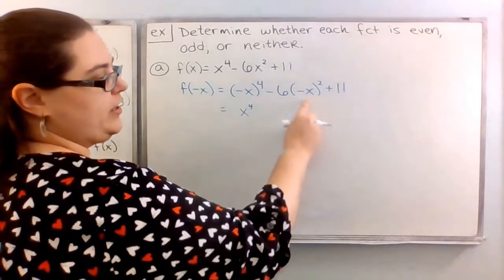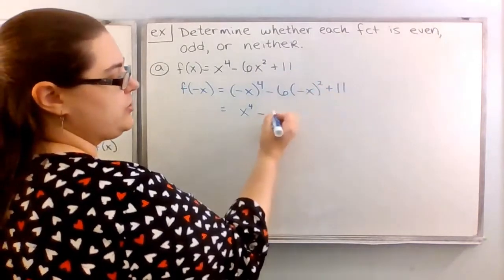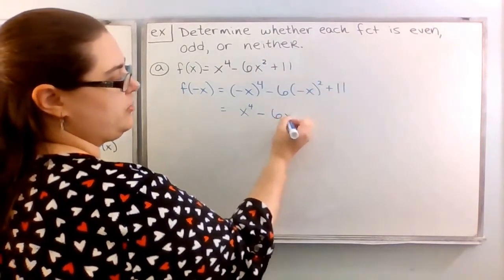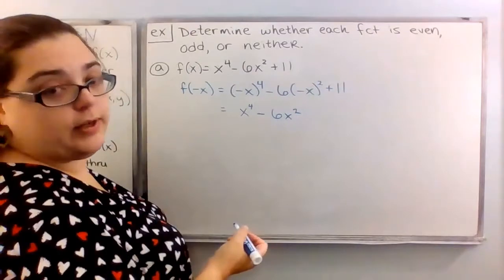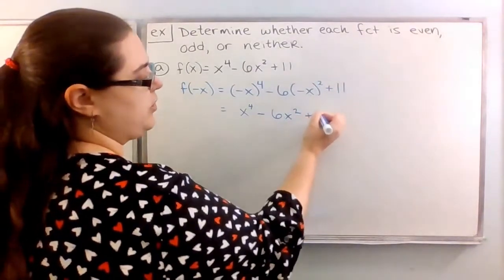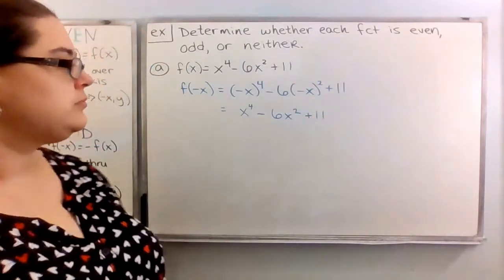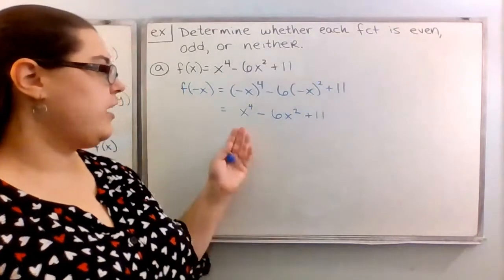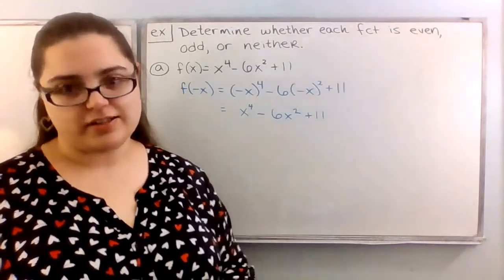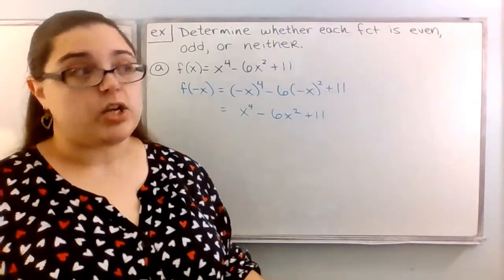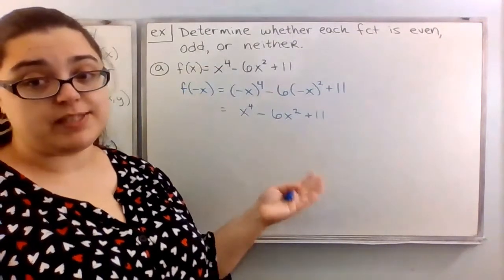Over here, I have a negative x being squared, so that's not going to change the sign here. That's going to remain a minus 6x squared. And then I have my plus 11. All right, so now I have this quartic. There's nothing else I can do with it. So I'm done with the simplifying step.